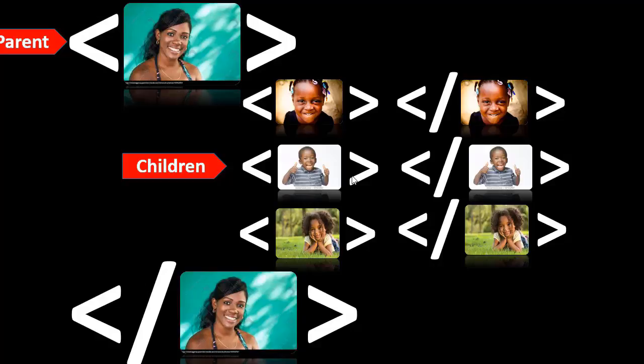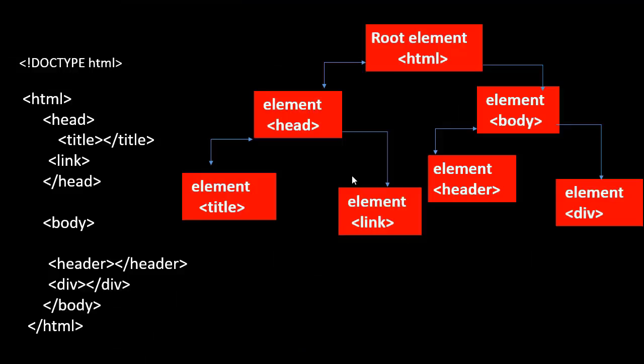Let's see how it is similar to HTML DOM tree. As presented in this image, HTML is the parent of both the head and the body tags. The head tag is the parent of both the title and the link tags. And the body tag is the parent of both the header and the div tags. This is obviously similar to the first image we saw. So that is to tell you that HTML DOM structure is similar to a family tree.